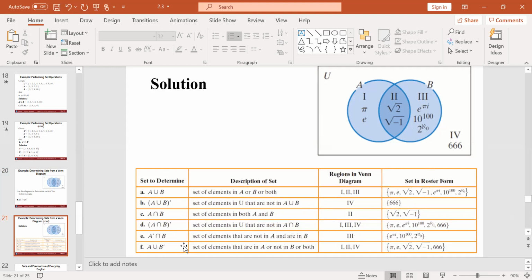And then A union B complement, the set of elements that are in A or not in B or both. That's just a lot of hoo-ha. I don't understand that. No, that's not true. You can kind of figure out what's in A, figure out what's outside of B, and then union those sets, those elements together.